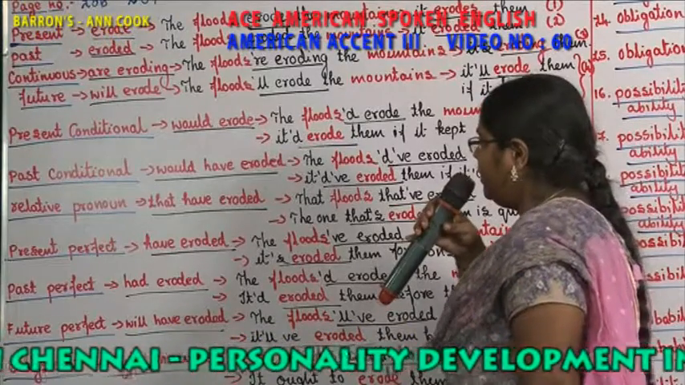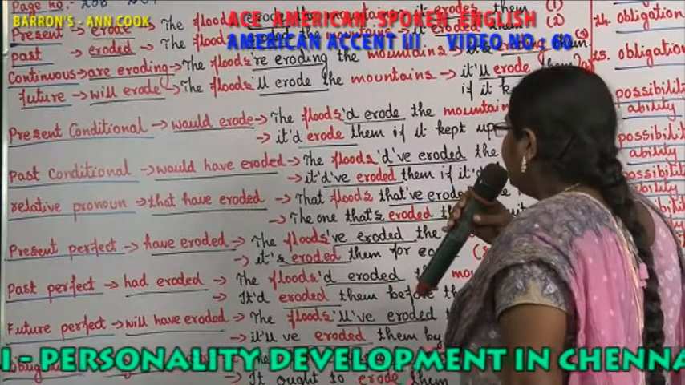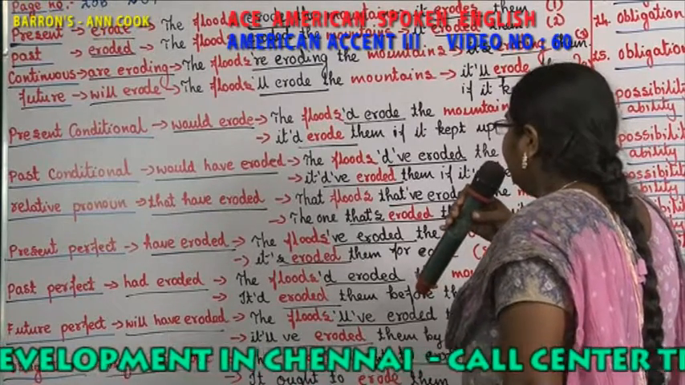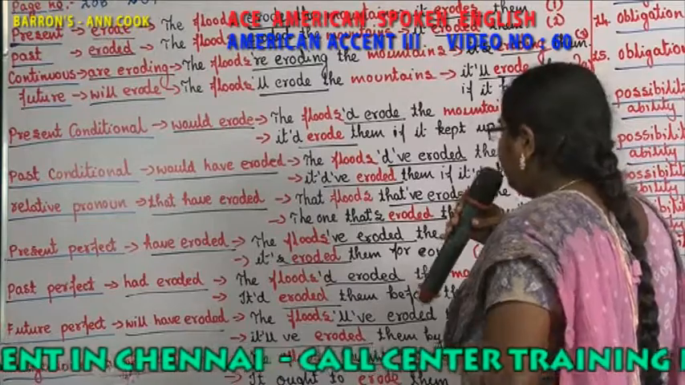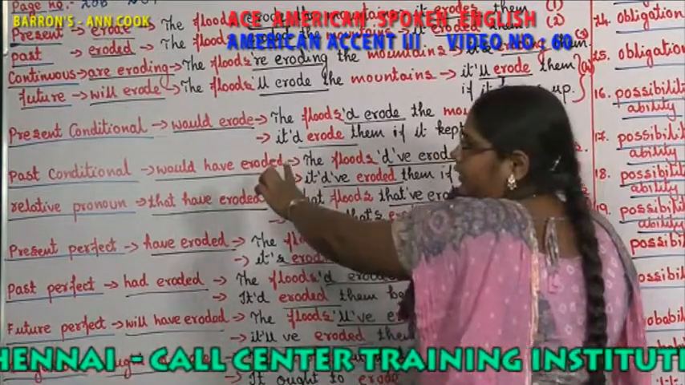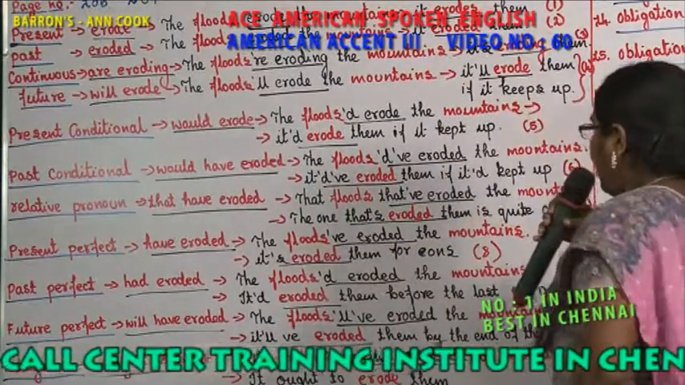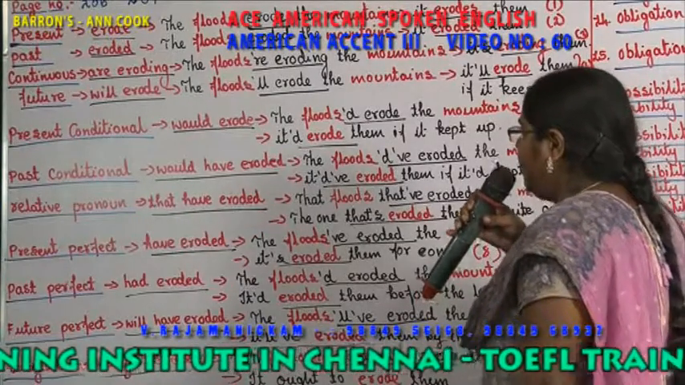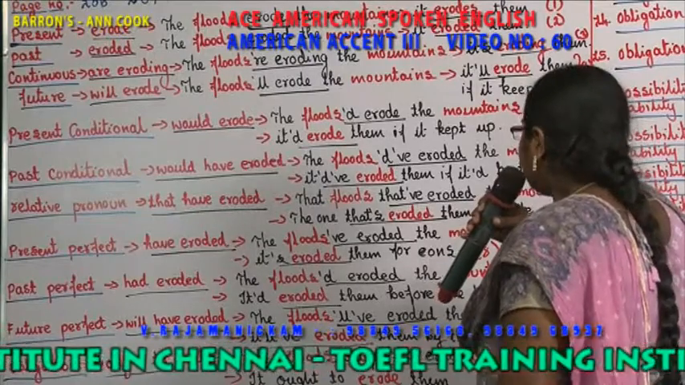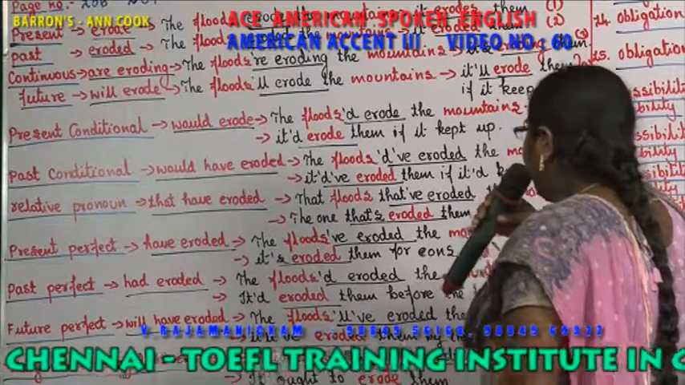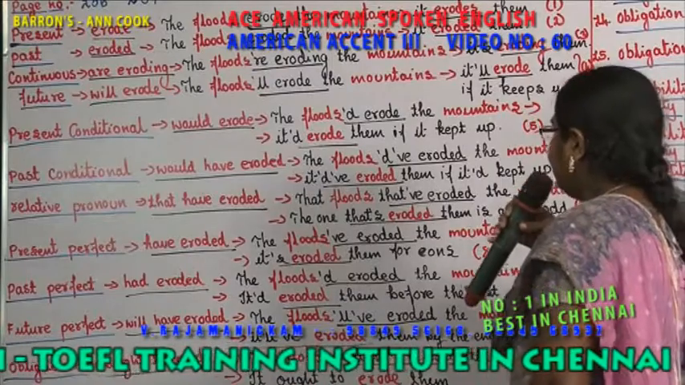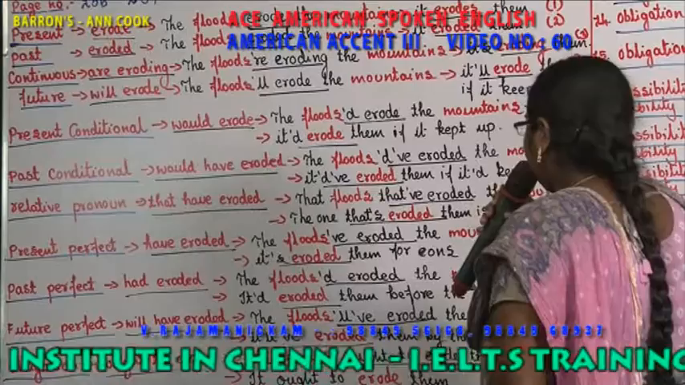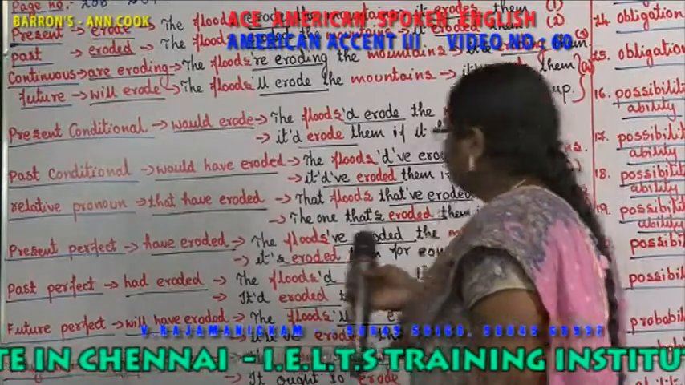Present conditional, would erode. The floods would erode the mountains. It would erode them. It would erode them if it kept up. Past conditional, would have eroded. The floods would have eroded the mountains. It would have eroded them if it had kept up. Yes, you.